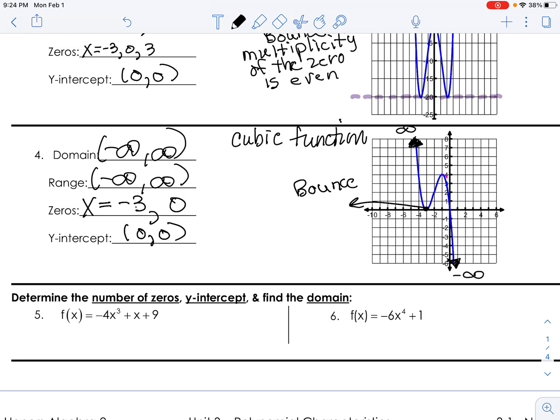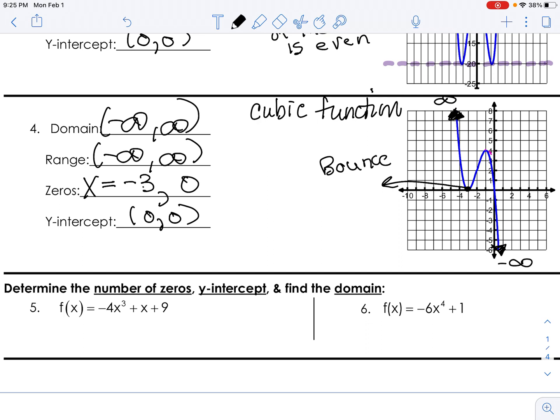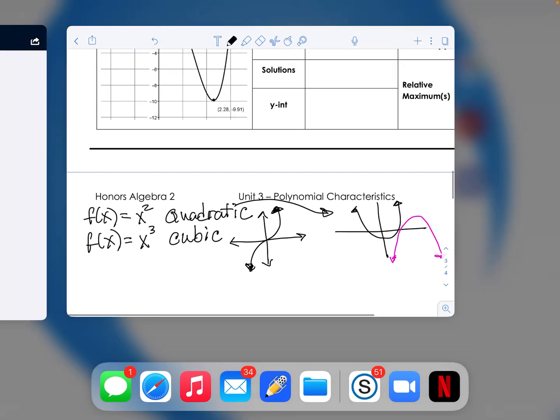All right, so what do we do when we don't have a graph, but we're looking at the equation? So let's look at our number 5, and we see that the equation of the function is -4x cubed plus x plus 9. And the question said determine the number of zeros, the y-intercept, and the domain. So the number of zeros, so the first thing you have to do is look at what the degree of the polynomial is.